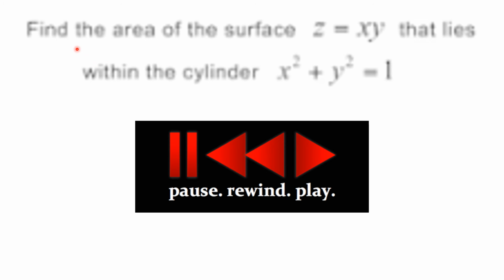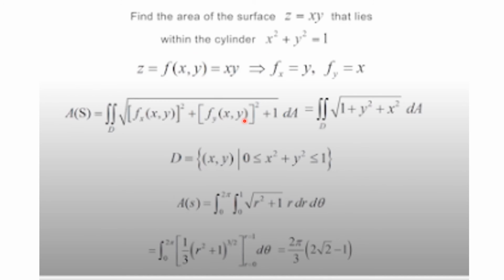Let's do one more example. Find the area of the surface z equals xy that lies within the cylinder x squared plus y squared equals 1. You know what to do. Let's see how you did. There's the statement of the problem again. It's within this cylinder. That means the projection D is, again, the unit circle x squared plus y squared equals 1. And we use our formula with the partials with respect to x, partials with respect to y, and 1. And in this case, the partial with respect to x is going to be y, and the partial with respect to y is going to be x.